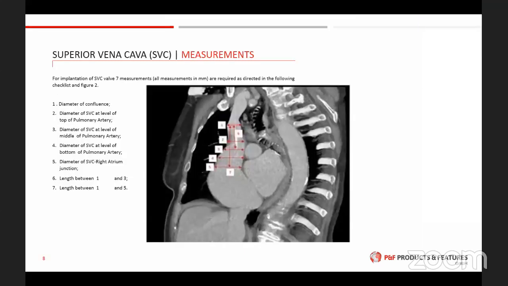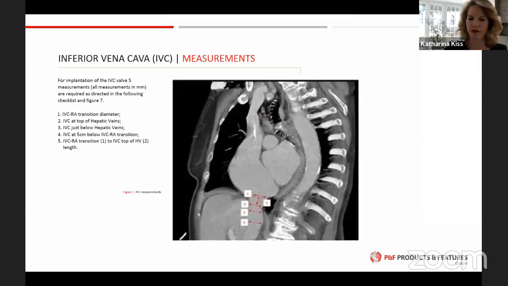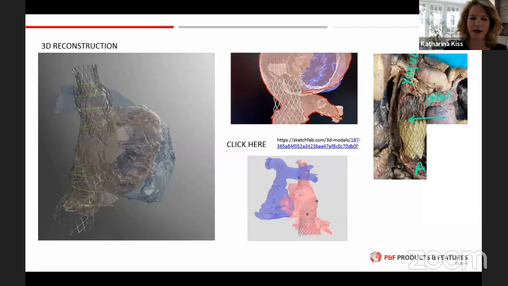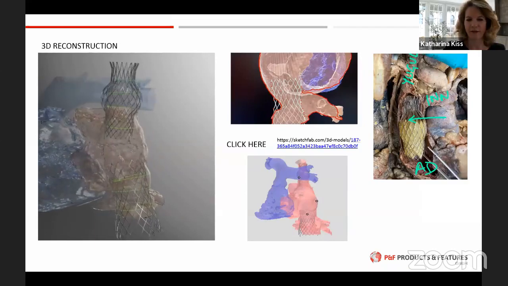These are the measurement points, which at the moment are also in the instructions for use for the superior and inferior vena cava. And this is again the 3D simulation of how it looks once the valves are implanted.